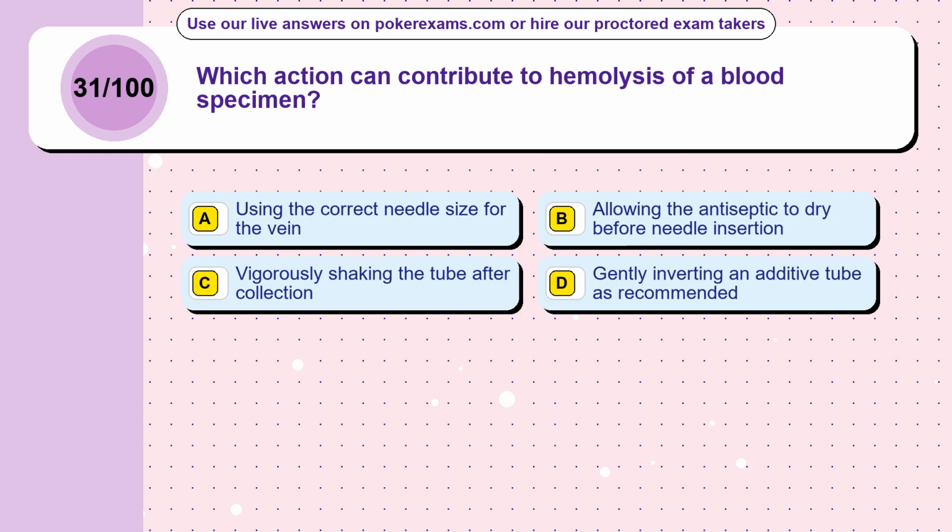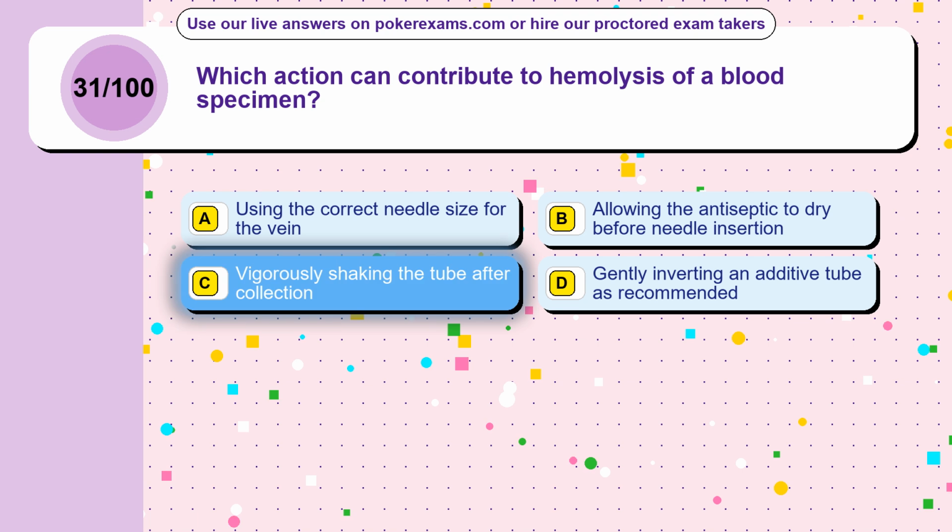Question 31. Which action can contribute to hemolysis of a blood specimen? Option A. Using the correct needle size for the vein. Option B. Allowing the antiseptic to dry before needle insertion. Option C, vigorously shaking the tube after collection. Option D, gently inverting an additive tube as recommended.